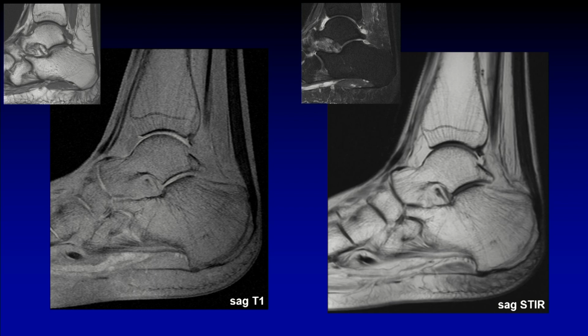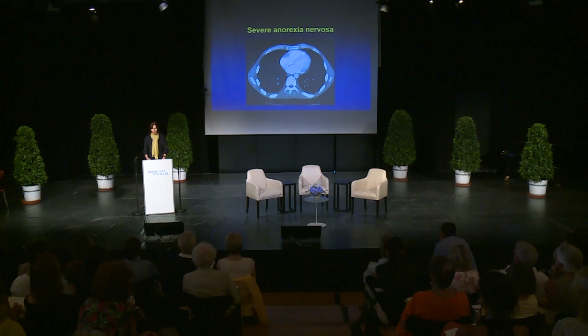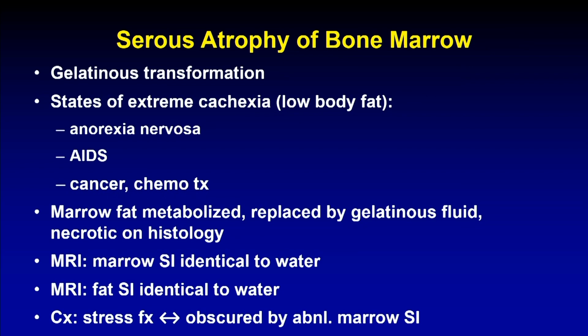So we thought this is a technical error. The technologist screwed up the acquisition. So we called the patient back to repeat the scan, and it looked identical. So this patient had severe anorexia nervosa. Her BMI was, I think, 15. So what we saw is called serous atrophy of bone marrow or gelatinous transformation. So in states of extreme cachexia, so very, very low body fat in patients with severe anorexia, AIDS, cancer, or after chemotherapy, the marrow fat can actually be metabolized, and the body typically holds on to the marrow fat until sort of as a last resort.